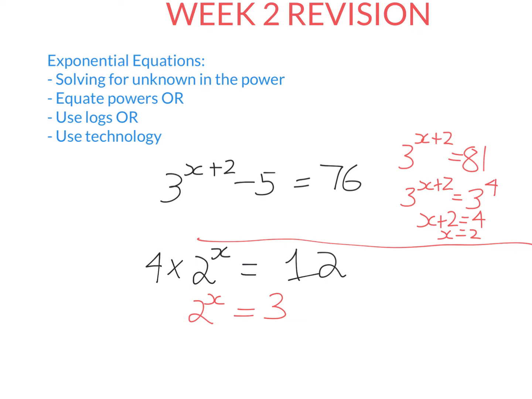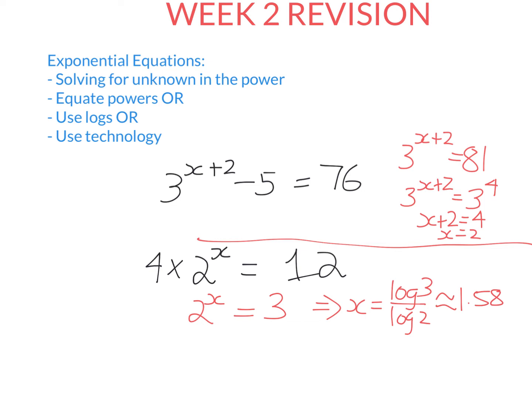If you're using logs, all we need to do is say x equals log 3 over log 2. Put that in your calculator, you get about 1.58. That's how you do it using logs. Now, if you don't know what logs are, or you find them difficult, you will have to use technology.